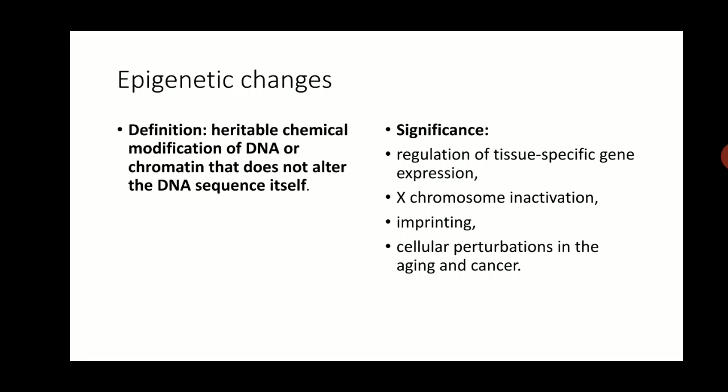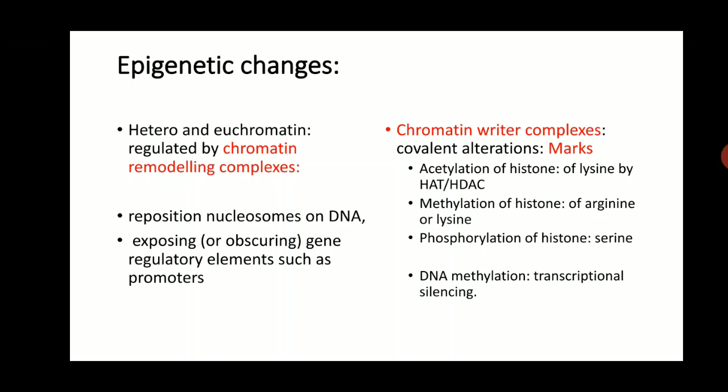Other things in which epigenetic changes take a very important role are aging and cancer. In fact, the discovery that cancer is due to epigenetic changes has opened up many research areas because epigenetic changes can be targeted for therapy. Two things are there in the epigenetic changes: the chromatin remodeling complexes and the chromatin writer complexes.